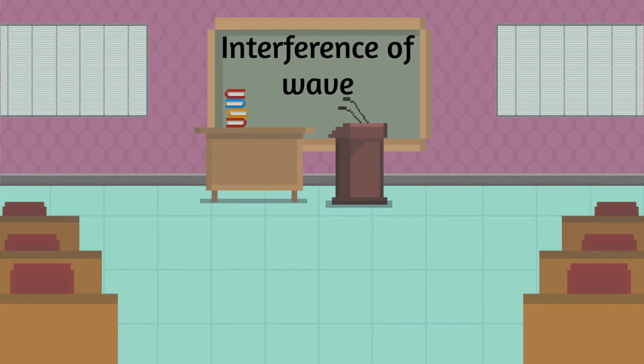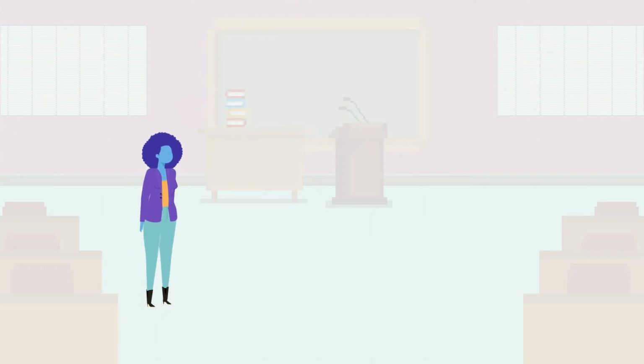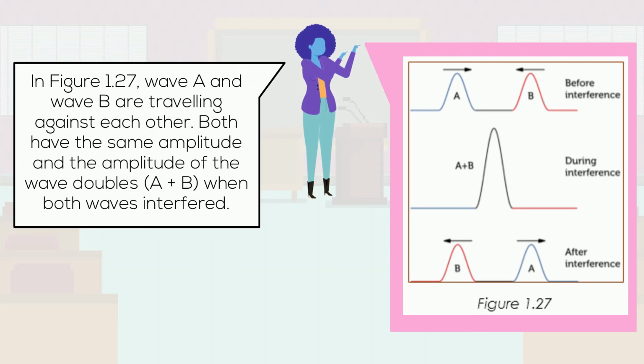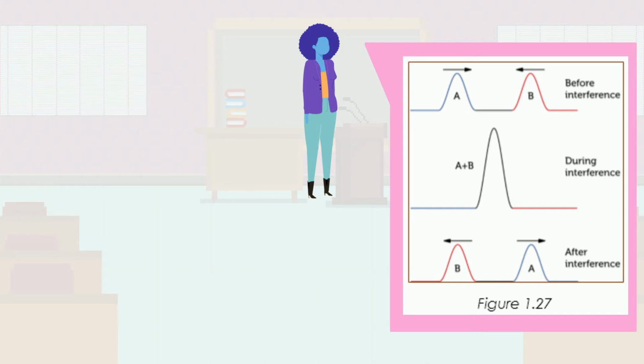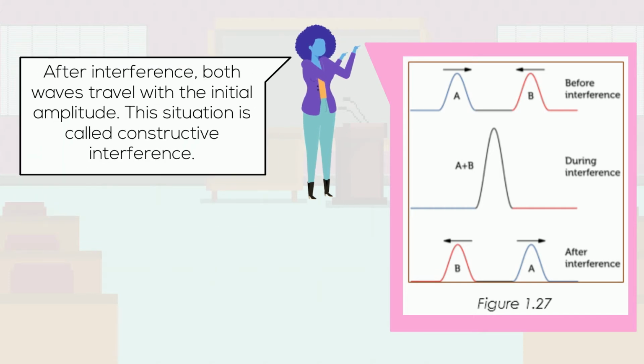Interference of waves. Principle of superposition. In figure 1.27, wave A and wave B are traveling against each other. Both have the same amplitude, and the amplitude of the wave doubles, A plus B, when both waves interfere. After interference, both waves travel with the initial amplitude. This situation is called constructive interference.